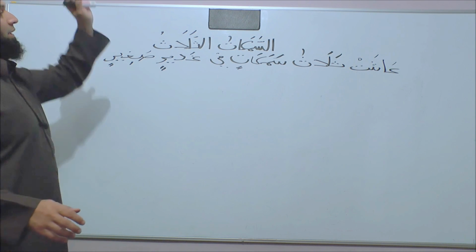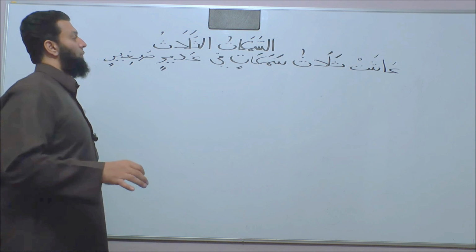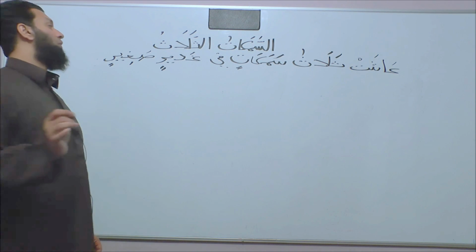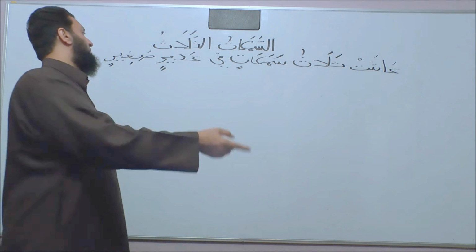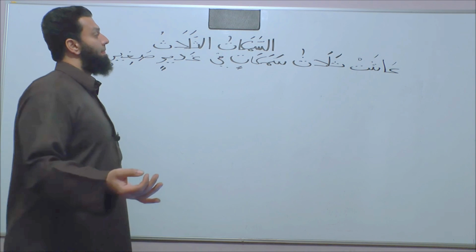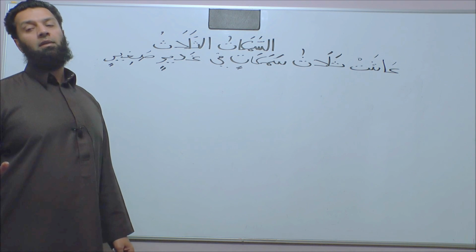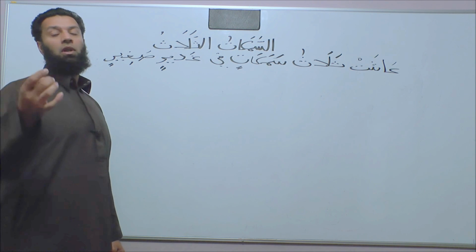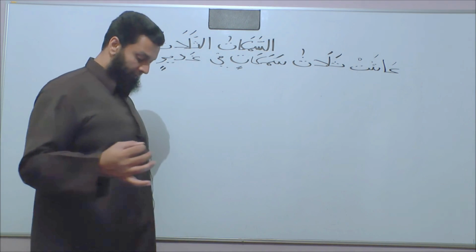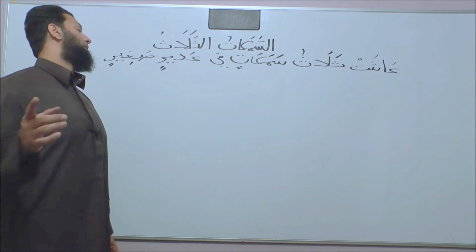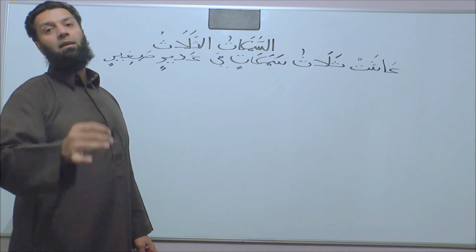Is that clear? عاشت ثلاث سمكات في غدير صغير. So 3 fish lived in a small pond. Right? So if we wanted to say 3 men lived in a large house, we would say عاش ثلاثة رجال في بيت كبير. In a large house, في بيت كبير. حسنا.